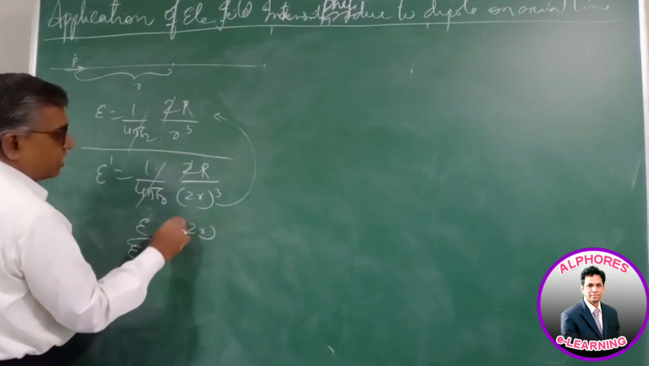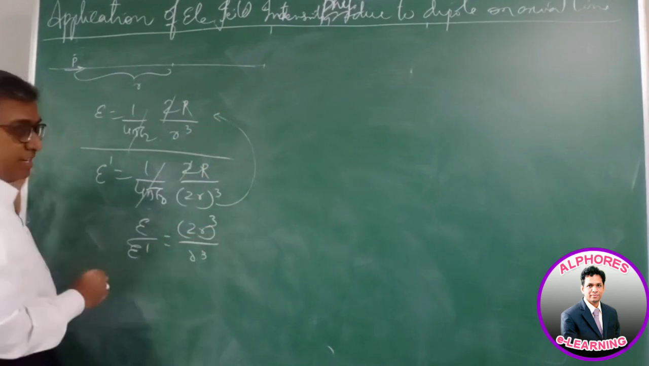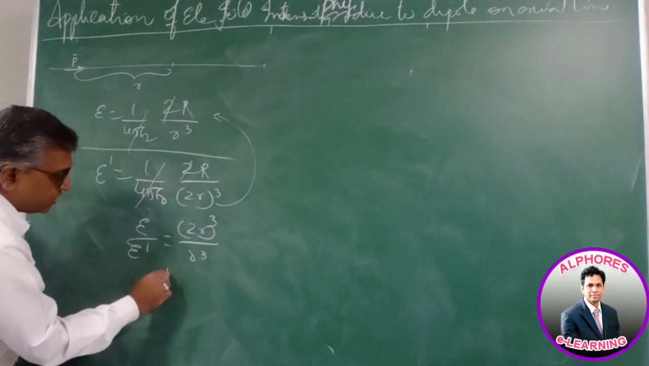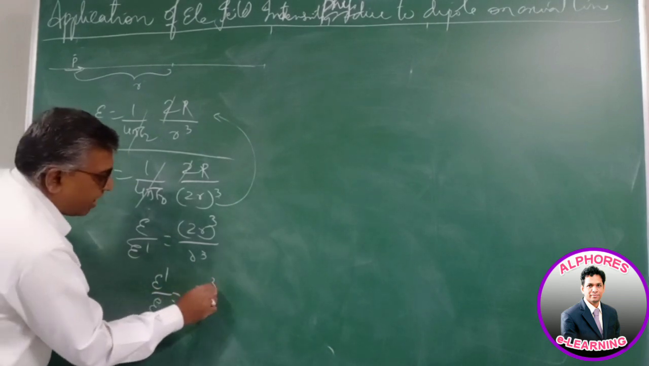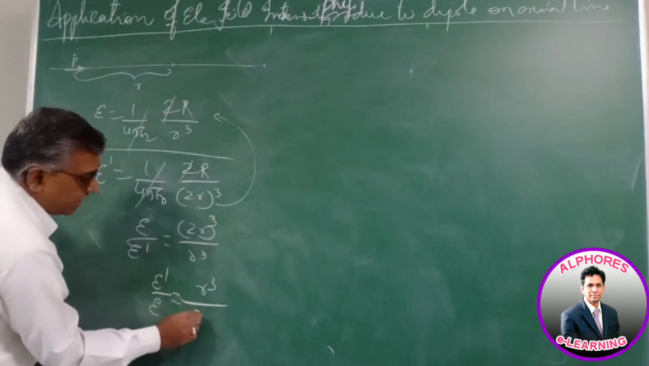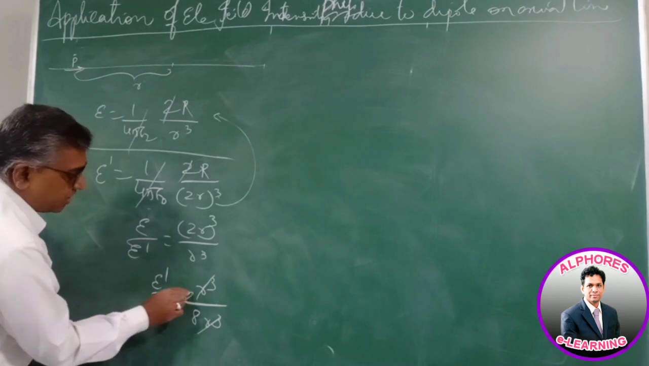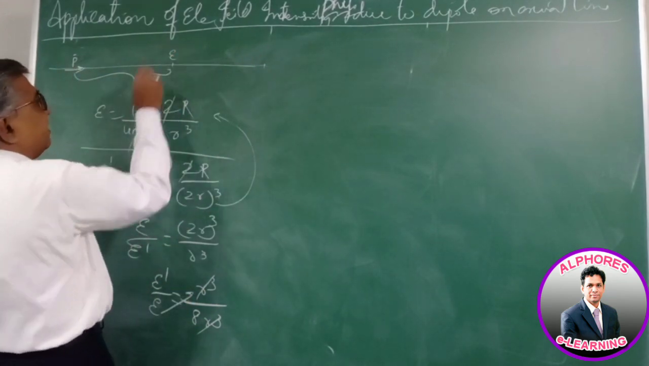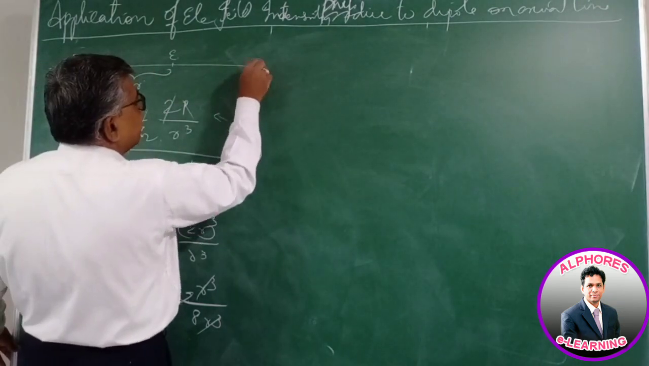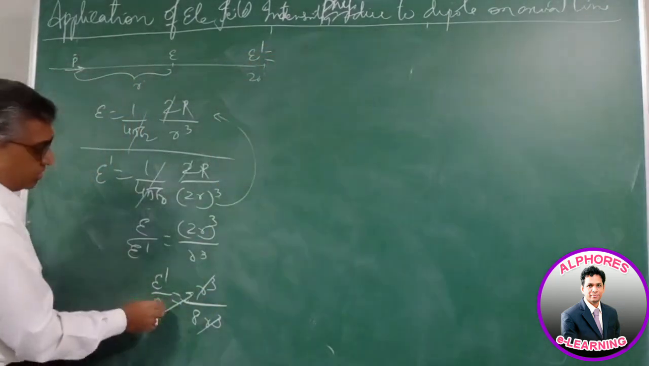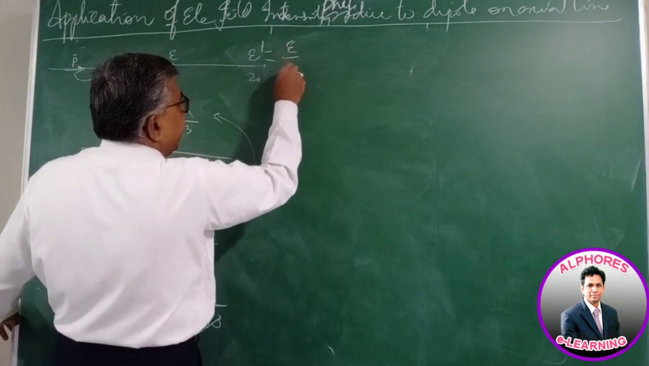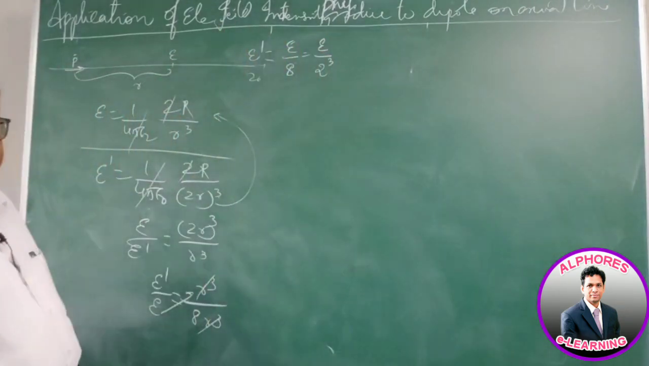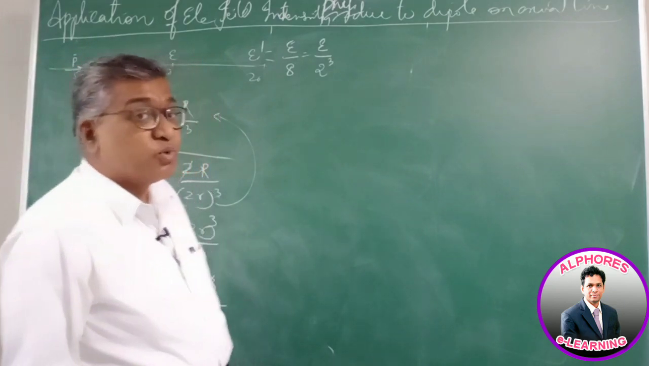So it's (2r) whole cube by r cube. It's initial by final, and final is E dash. Let us reciprocate. So E dash by E is r cube by 2 cube, that is 8 r cube. Therefore, at double the distance, if at r it is E, then at 2r distance E dash is equal to E by 8. So that is E by 2 cube times. It reduces 8 times, it reduces 2 cube times.